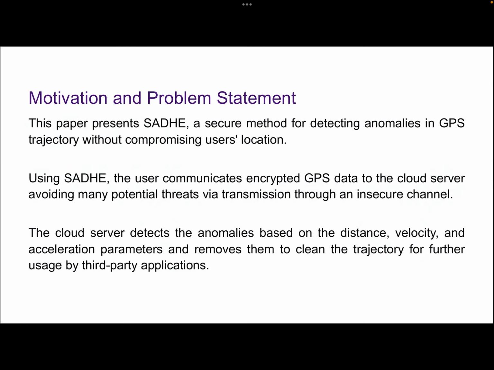The baseline idea proposed in the paper is to come up with a secure method that can detect anomalous points in the GPS trajectories without compromising the user's location. So whenever the location is leaving the user's device, it is encrypted, and that has the advantage that it can eradicate or avoid most of the attacks that can breach the data. The cloud service provider computes the anomalies based on some computation on this data and cleans the trajectories and sends it further to the third service providers.